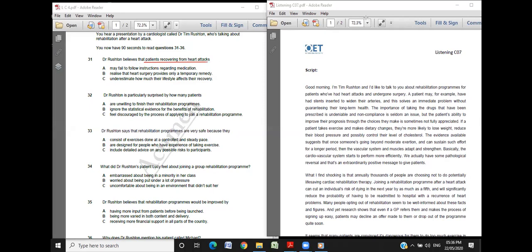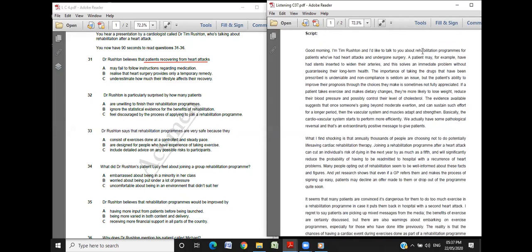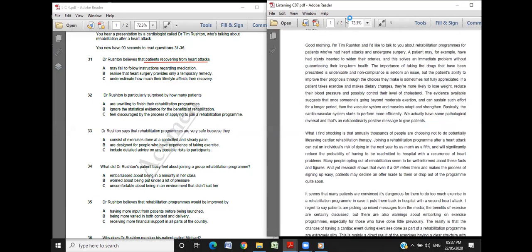Now, if you see here in the transcript, you can see he was first explaining. That is very usual, okay, where they would initially say who the program is for, and they would go on to give an overview, and then they have said that this was there. A patient may, for example, have stents, and this may solve an immediate problem without guaranteeing their long-term health.